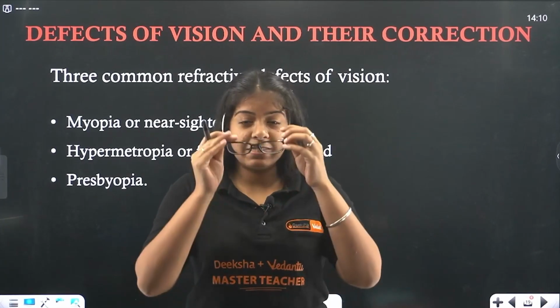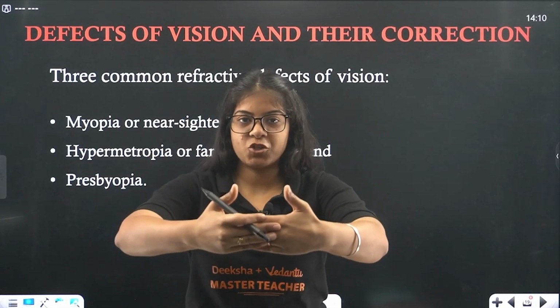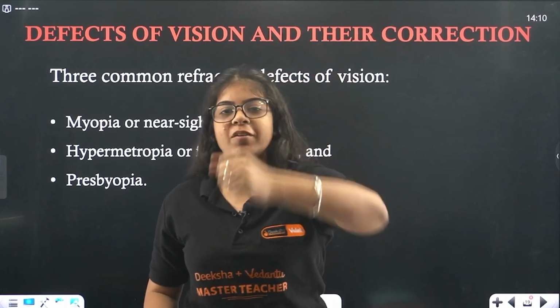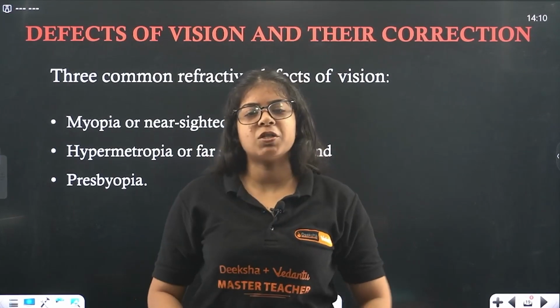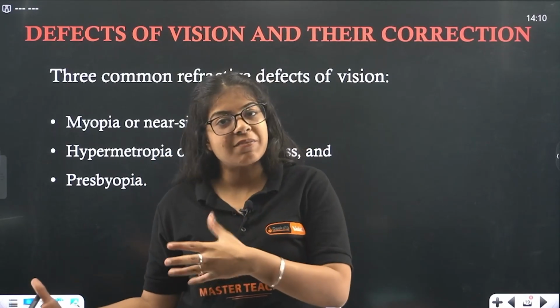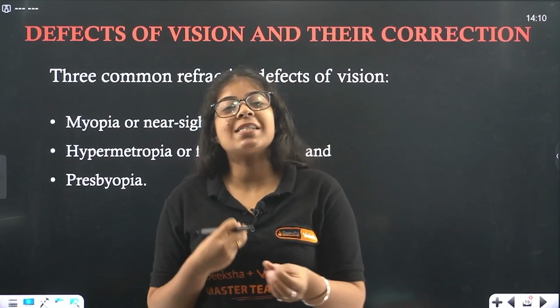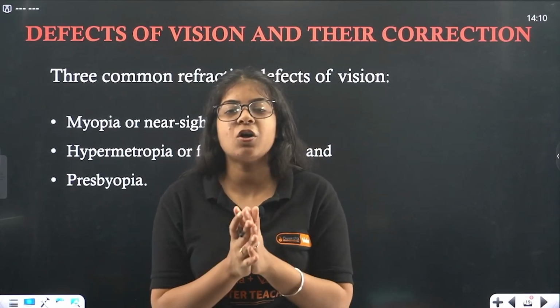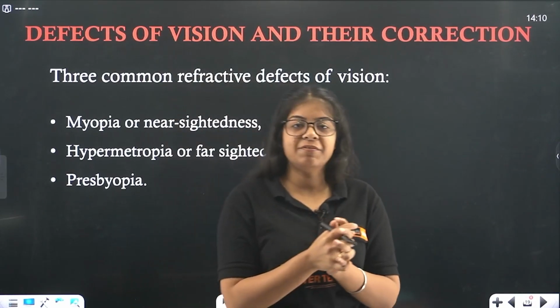Sometimes people can't see the object that is placed here. Sometimes they can't see far away objects. Sometimes they can't see nearby objects. Sometimes they can't even see midway objects. So what are all these defects? Why do they occur? What is their correction? That is what we are going to study in this particular section of this chapter, called defects of vision.